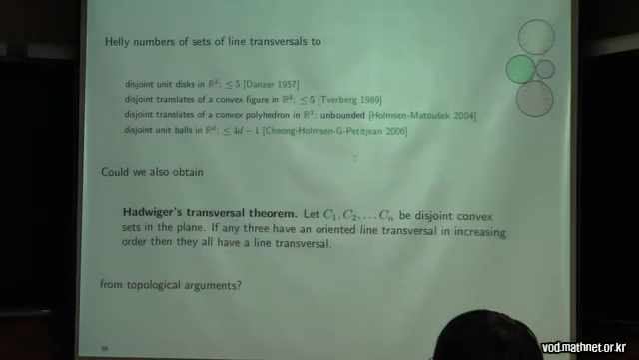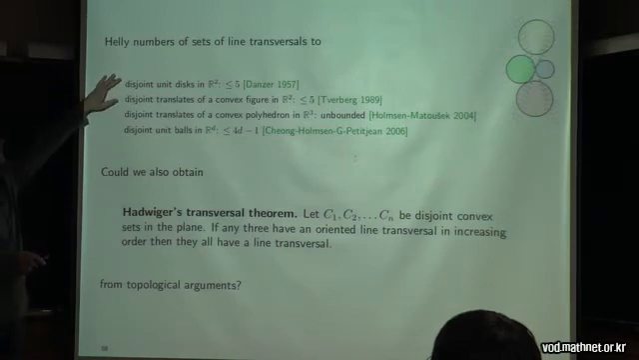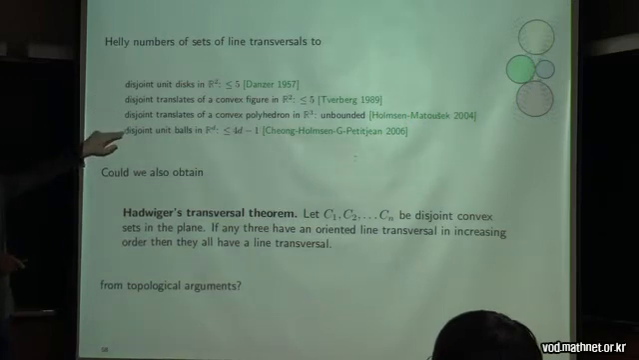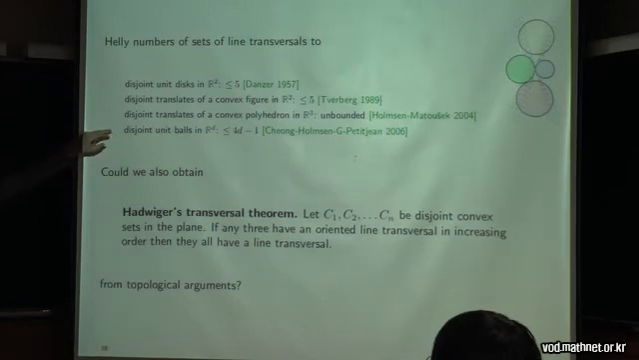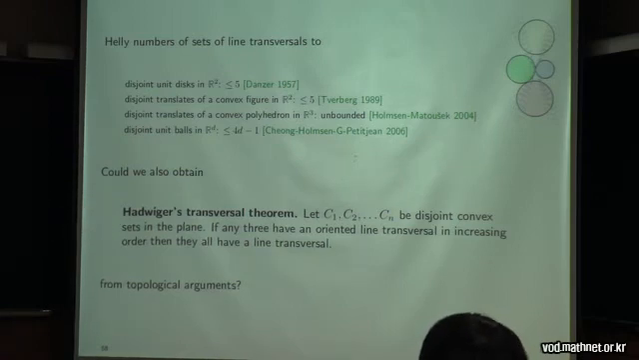If you look at one of the families of motivating problems I mentioned, that's actually how I got into those problems: the Helly number for sets of line transversals. All these results we can get as a consequence of the Helly-type theorem I mentioned on Friday. If you look at this result, it's actually from 1957, due to Hadwiger. It's of a slightly different flavor.